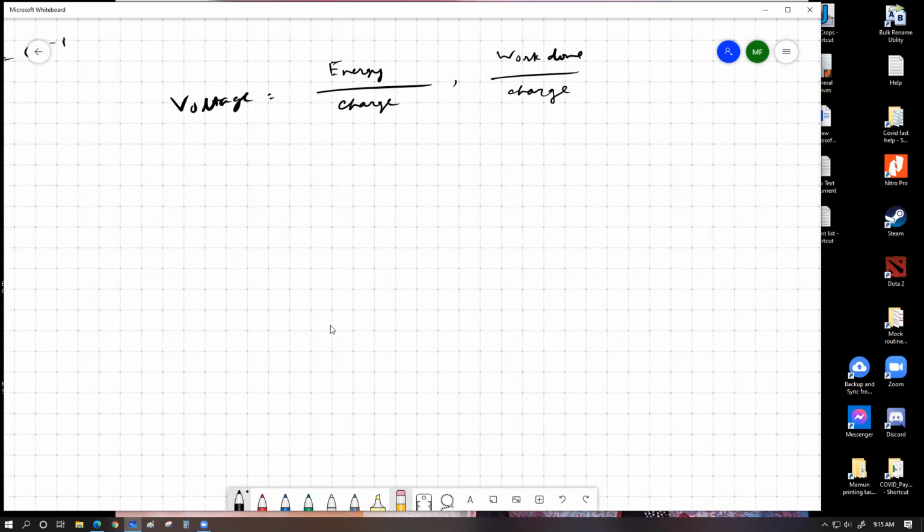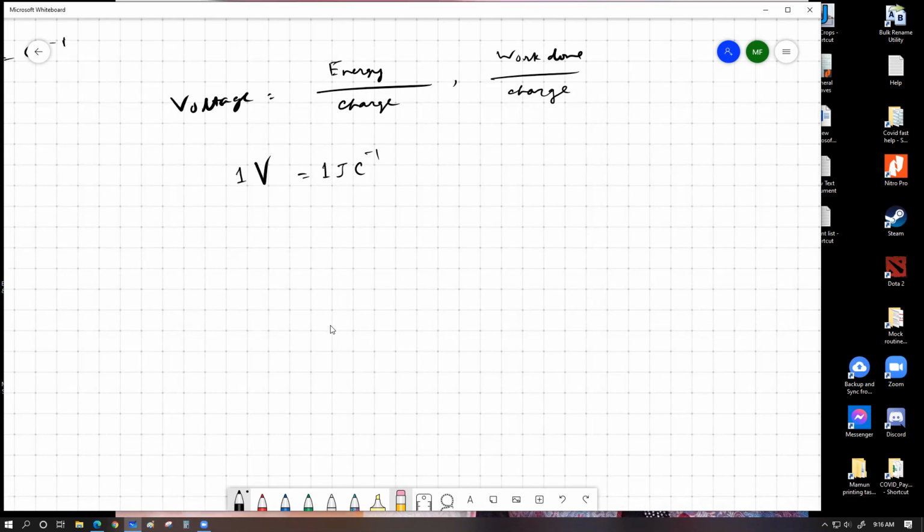Let me give you a very simple scenario. The unit for voltage is volt. It also comes from the name of the scientist Alessandro Volta. So V is given by joules per coulomb. So that's a very simple idea for voltage. 1 volt equals 1 joule per coulomb.